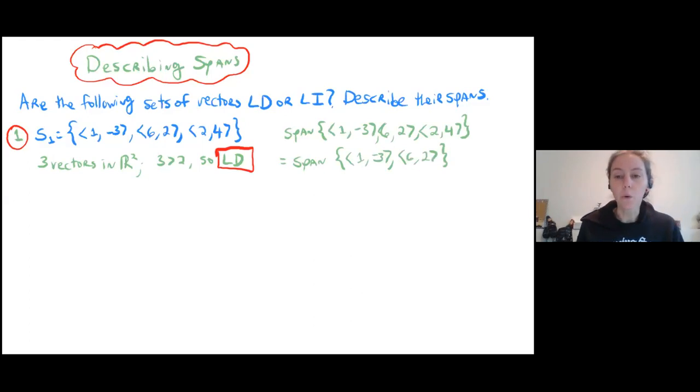Now, an important thing to notice here, one of the things that makes this true, is the fact that none of these vectors are scalar multiples. So none of them represent the same direction. They're all going in different places. It's just that one of those directions isn't useful. I can make it using the other two. So what that means is the span here is all of R2.